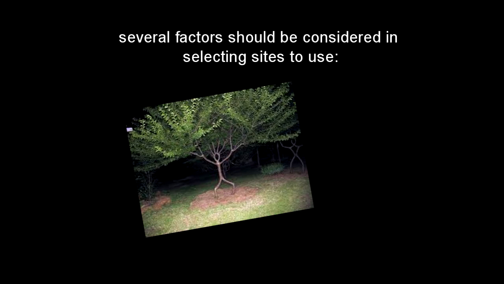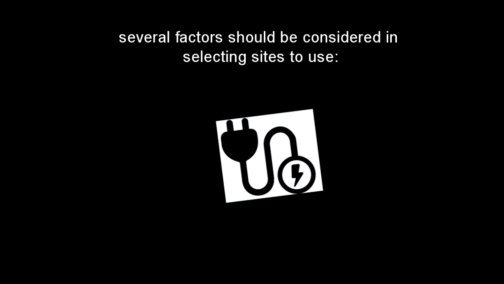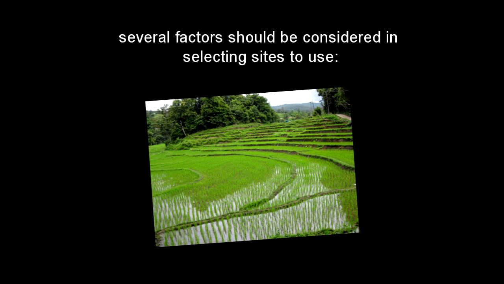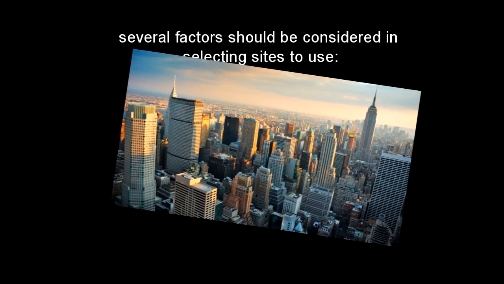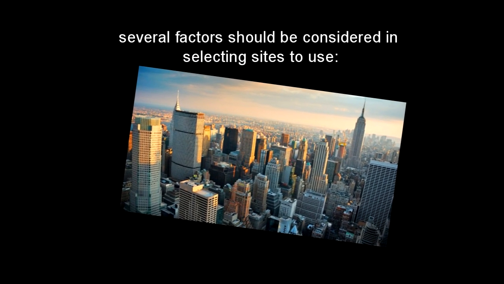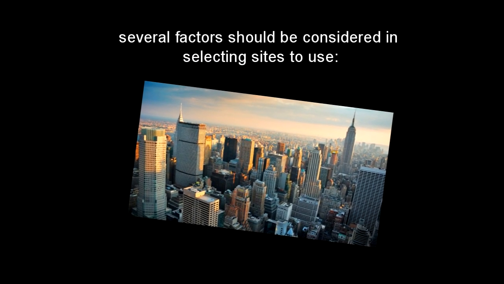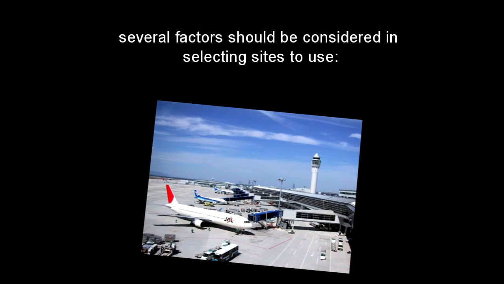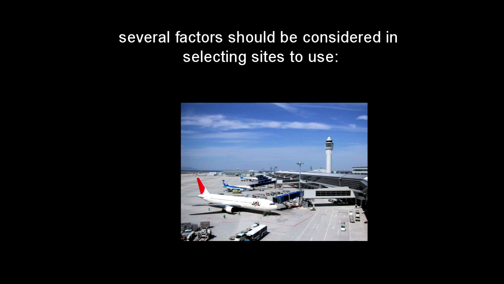Several factors should be considered in selecting sites to use, like terrain mapping for possible obstructions such as trees, geographical location for possible line-of-sight path obstruction such as mountains, power sources for antennas, terrain types for possible reflective surfaces such as water or rice paddies, the vicinity of a city or any popular landmarks which could provide obstructions or reflective surfaces, and airports or paths that are commonly used by aircraft.